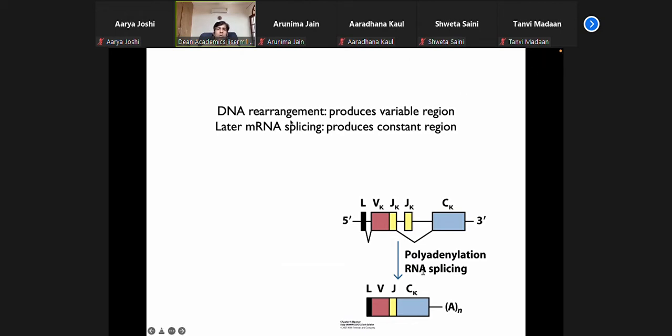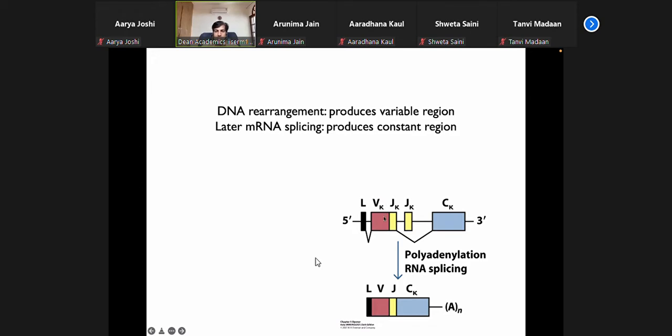Okay, so DNA rearrangement produces a variable region. And once you have rearranged this variable region, through alternative splicing of mRNA it attaches with the constant region and gives rise to a polypeptide for either the light chain or the heavy chain, right? So essentially this is what it means.